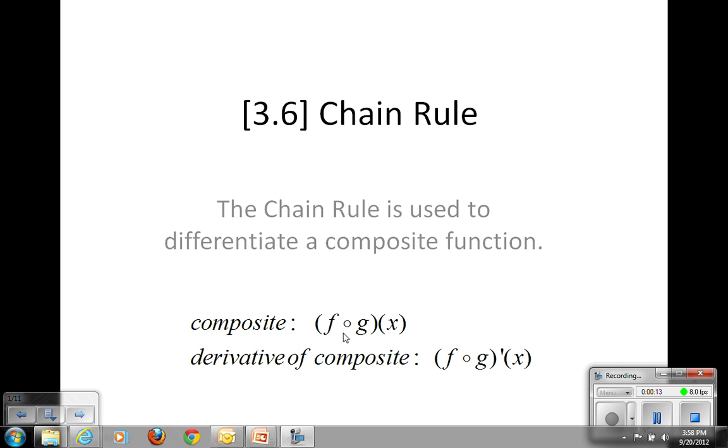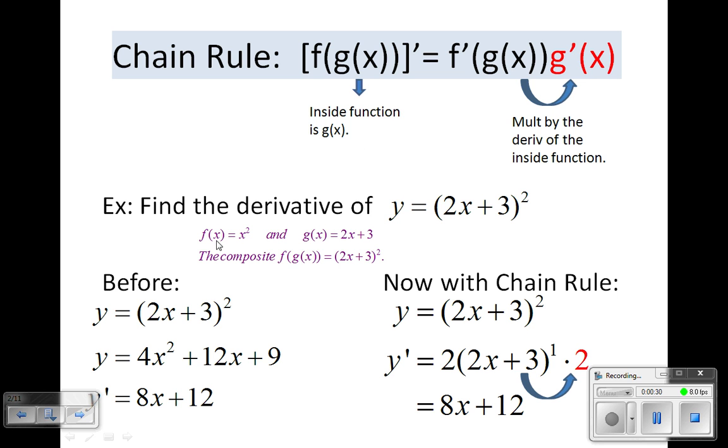So here, just to remind you of notation, this would be the function f of g of x. And to represent the derivative, we put the little prime mark right here before the of x part. So f prime of g of x. And the way it works is basically the derivative of the composite function.